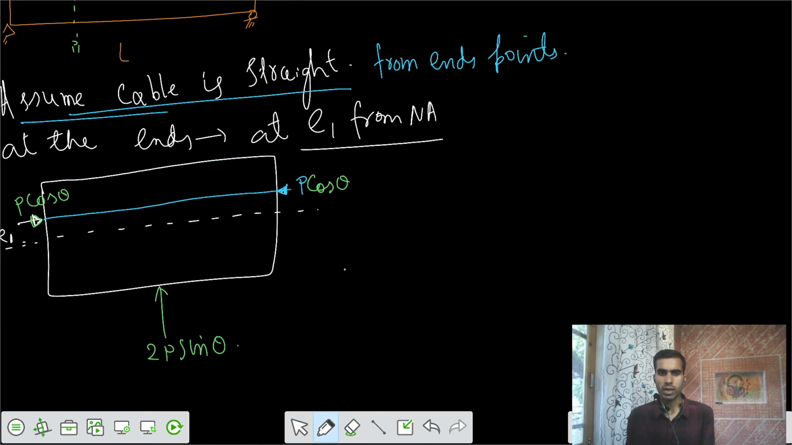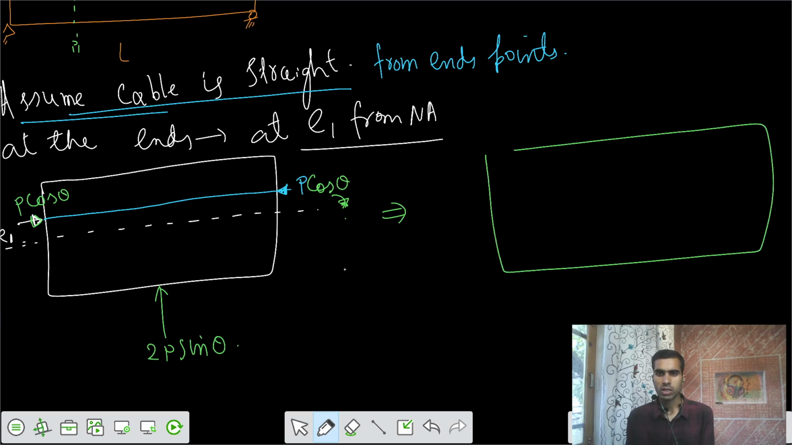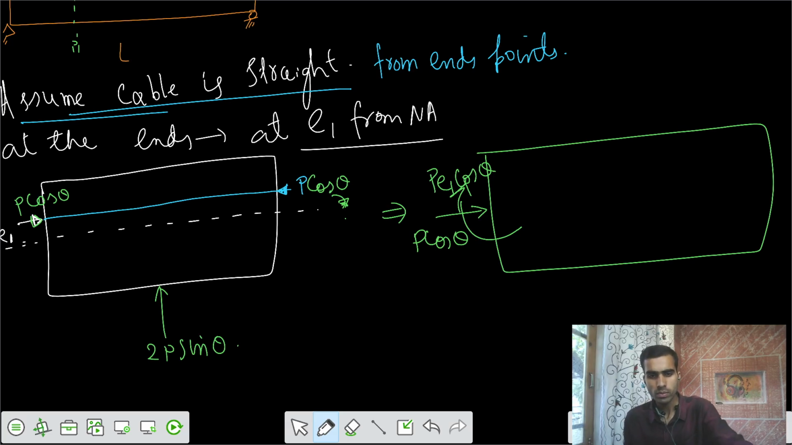And then if you want to have the effect of this P cos theta at the neutral axis, I would say this can be converted into this one, and the load is applied at the midspan with a value of P cos theta, and there is some moment also associated with that, that is the sagging moment P e1 cos theta. That is a sagging moment about the neutral axis.